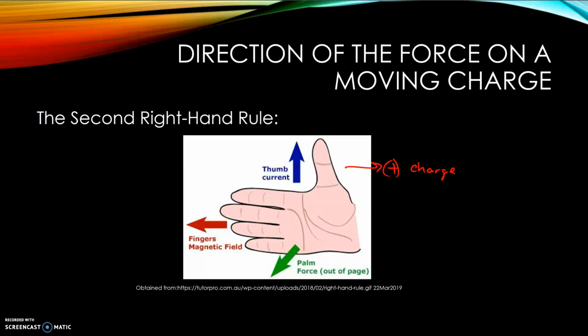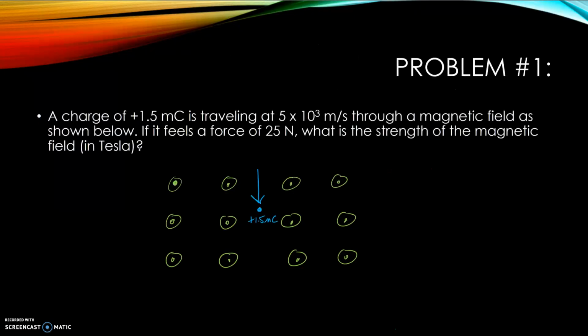If you look at your hand, the field is in the direction of your fingers, the thumb is the direction that the charge is traveling in, and then the force is coming out of your palm. It's 90 degrees with respect to both the magnetic field and the velocity. So that's why we need that three-dimensional representation of the field, because if we have our velocity and our magnetic field in the plane of the paper, then our force is either going to be coming out of or going into the paper. We'll practice using this in class, but I just wanted to show you so you can start thinking about it and get down your notes.